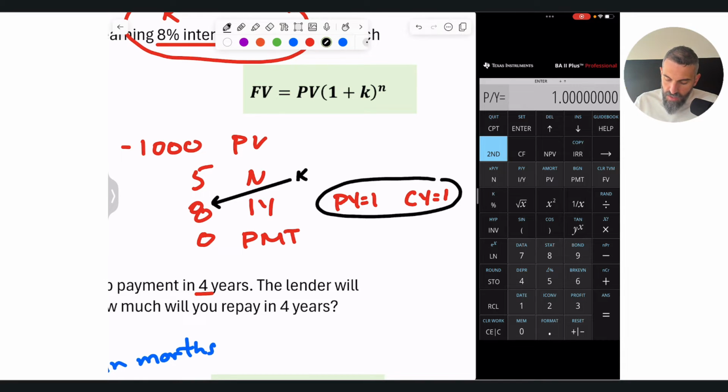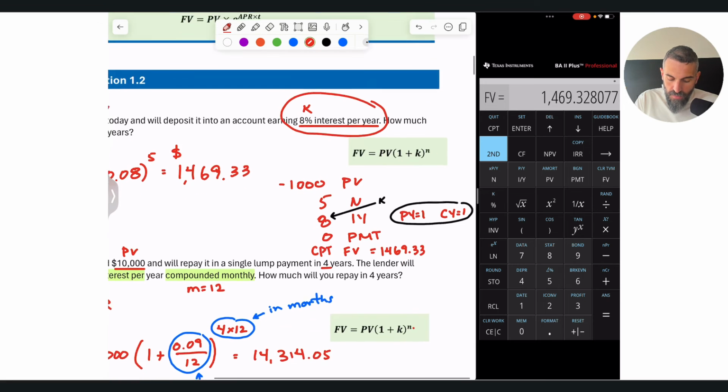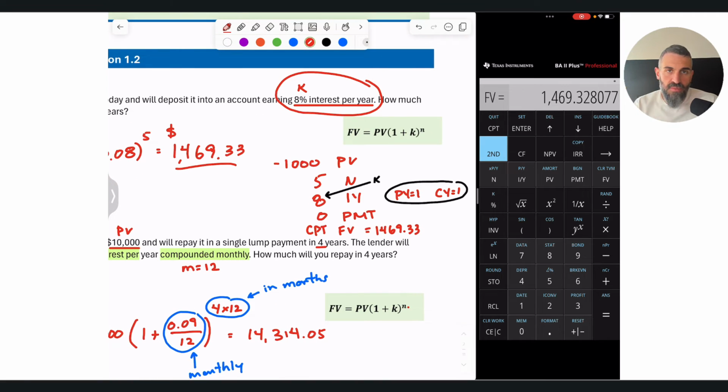So let's punch everything in, right? We already entered our payment as 0, our N is 5, our I/Y is 8, and our present value is negative 1,000. Now, once you've entered it, you ask the calculator to compute. So top left button, CPT, future value. So compute future value, and you get 1,469.33. The exact same answer we had before. So the calculator just does the math for you.